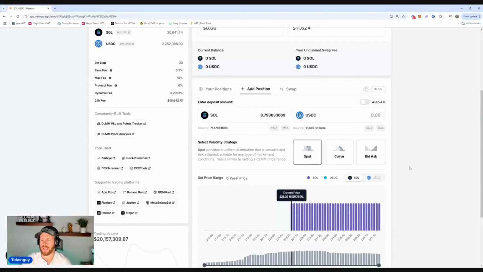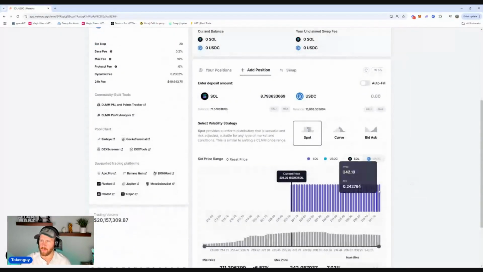DCA meaning dollar cost average. Every time the price moves up, we're basically selling the token on the way up, where once it's fully done, we'll no longer have this 8.79 Sol, but we'll have a bunch of USDC. The total value of our pool will actually be worth more because we're selling it as it goes up in value. But we won't have any Sol left. We'll just have the USDC.